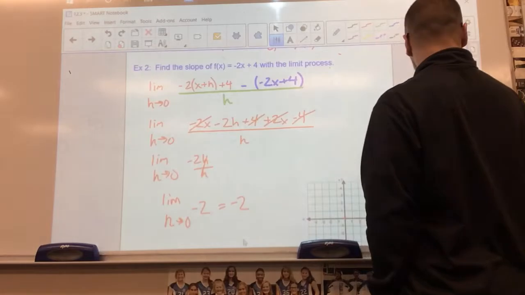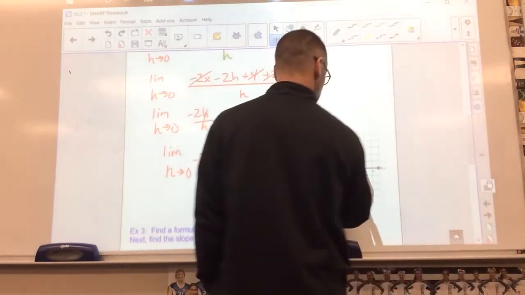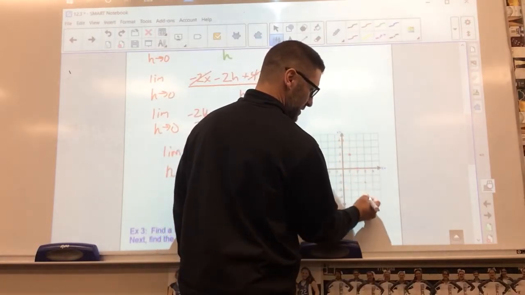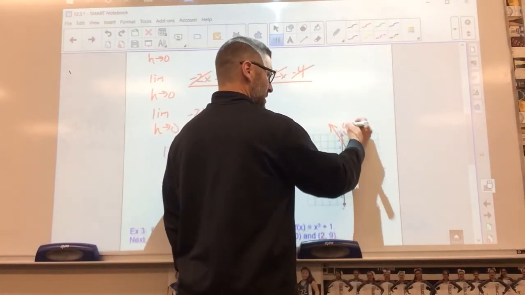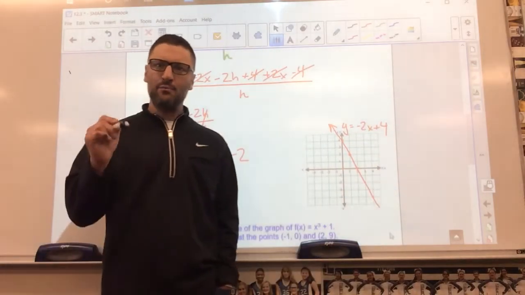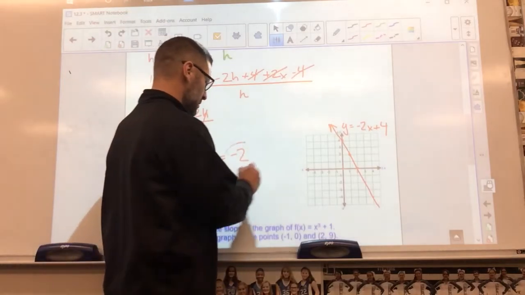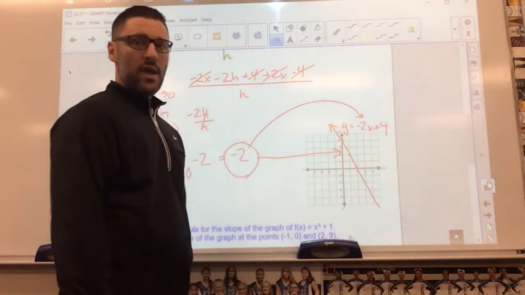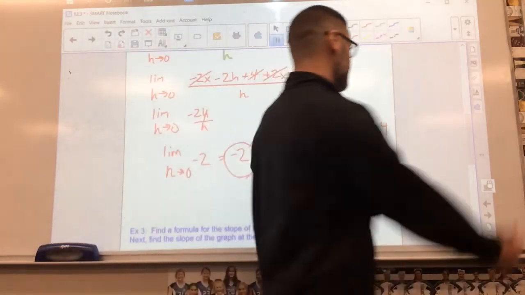And what that's saying is, for negative 2x plus 4, here's plus 4, here's down 2 over 1, down 2 over 1. Here is my graph, y equals negative 2x plus 4. What this is saying is, at any point on the graph, the instant rate of change, the slope of the graph, is negative 2. And that fits with what we know about both the graph and the equation. So this limit process actually got us the right answer.